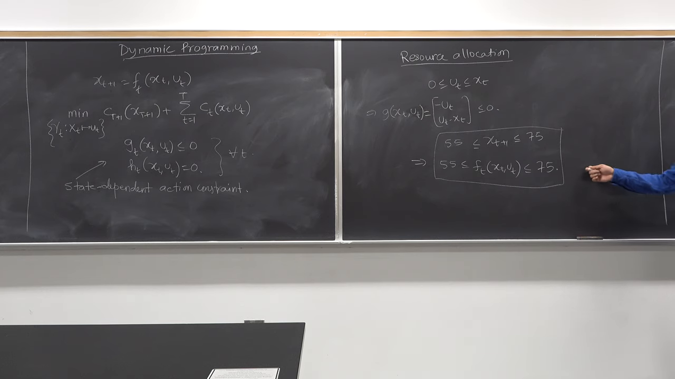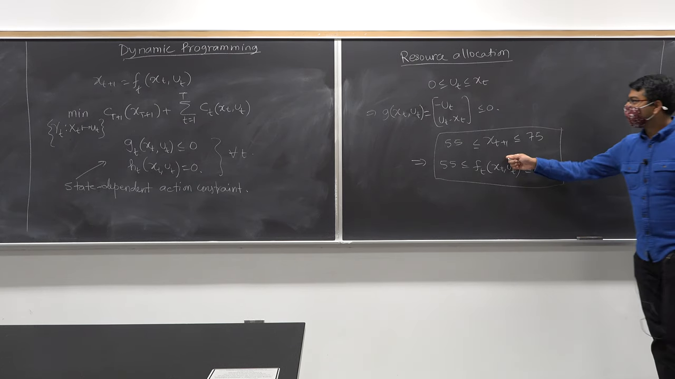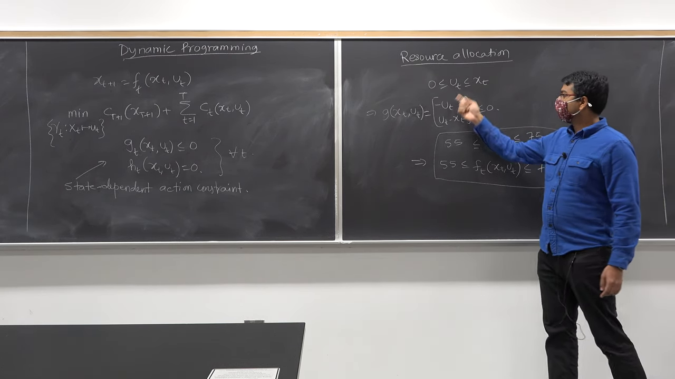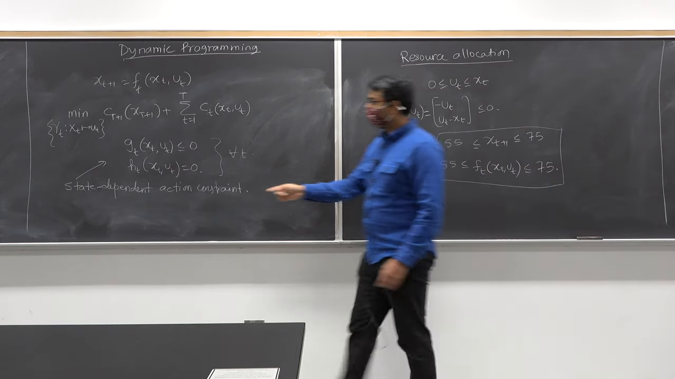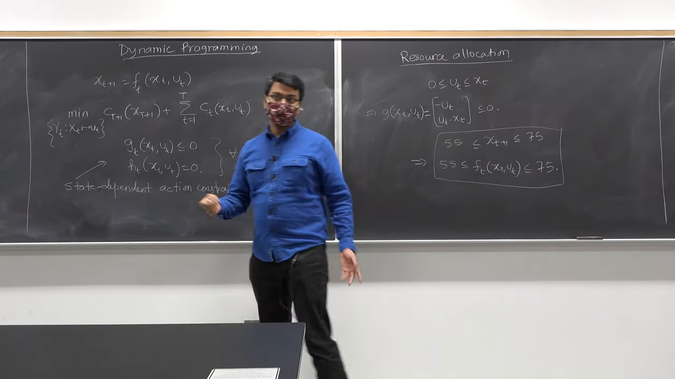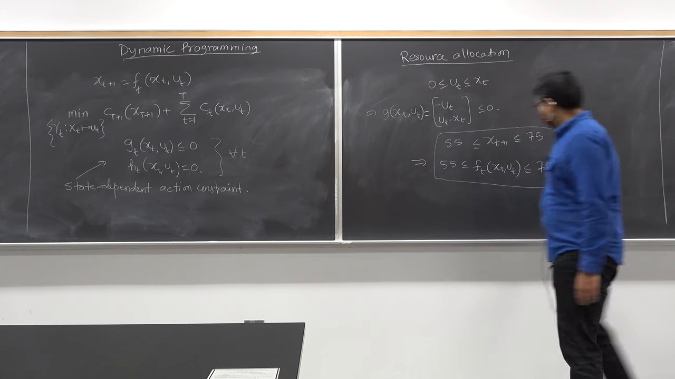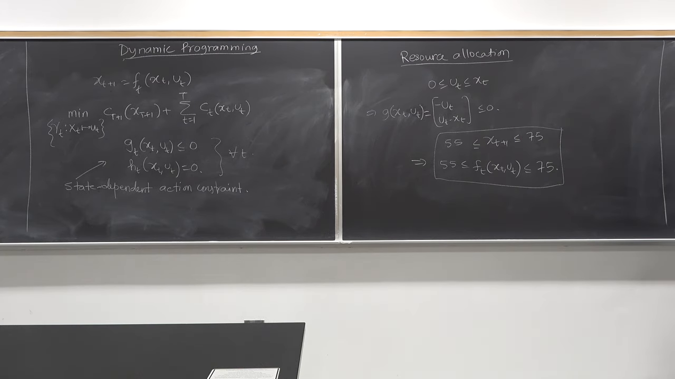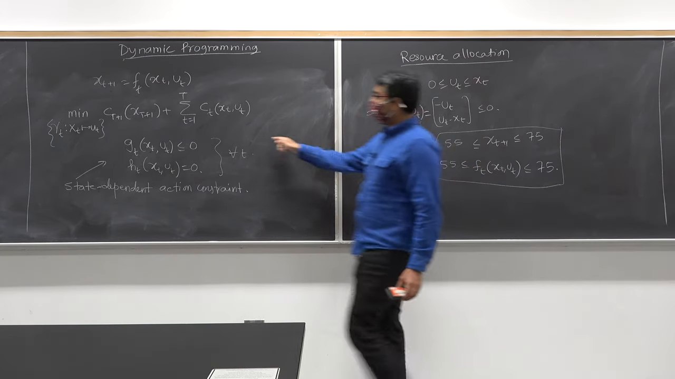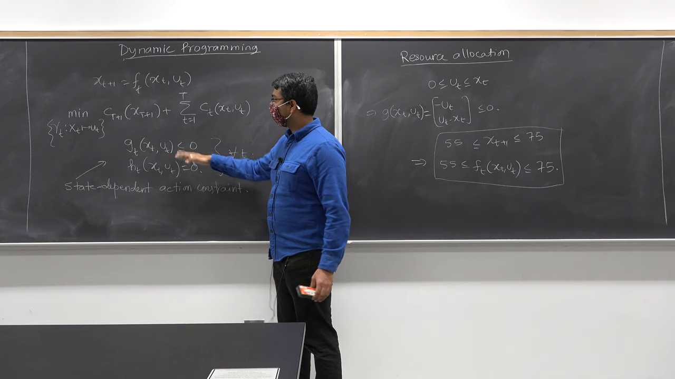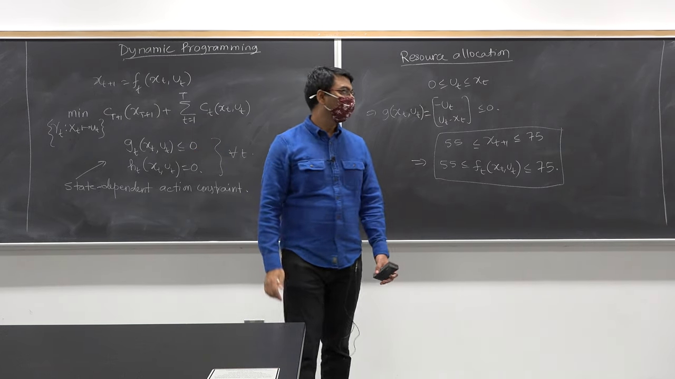Okay, does this make sense? So you could have state constraints, you could have resource constraints, and more generally, you could have state dependent action constraints. Okay? Now the question is, I have a dynamic optimization problem with all these constraints, how do I solve it?